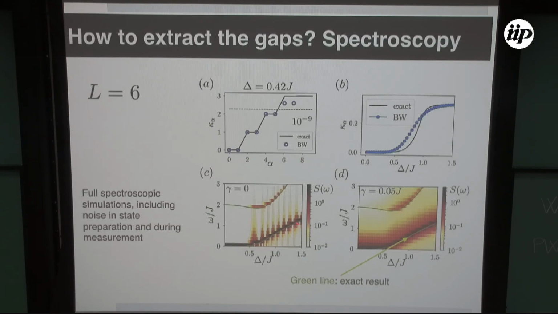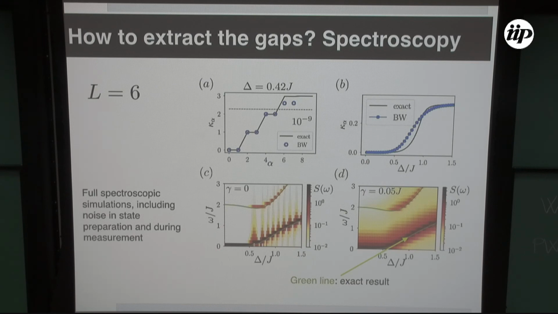And these are results of spectroscopic measurements of this entanglement Hamiltonian by means of numerical simulation, accounting for ground state preparation, noise in the measurements, and so on. Okay? These are without noise, you see, as a function of delta, the magnetic field, this is the entanglement gap. This shows the phase transition, which is the Ising phase transition.